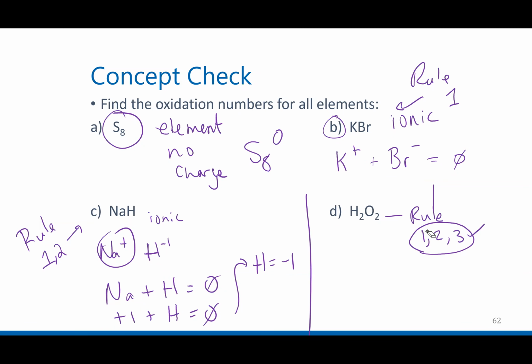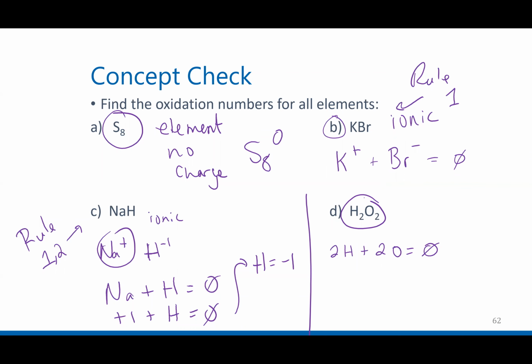2 hydrogens plus 2 oxygens equals no charge. Again, how do I know that this has no charge? Because there's nothing written up here. If this had a charge, it would be written, but it doesn't have a charge, right? It doesn't say 2 plus here. It doesn't say -1 here. There's no charge on this.